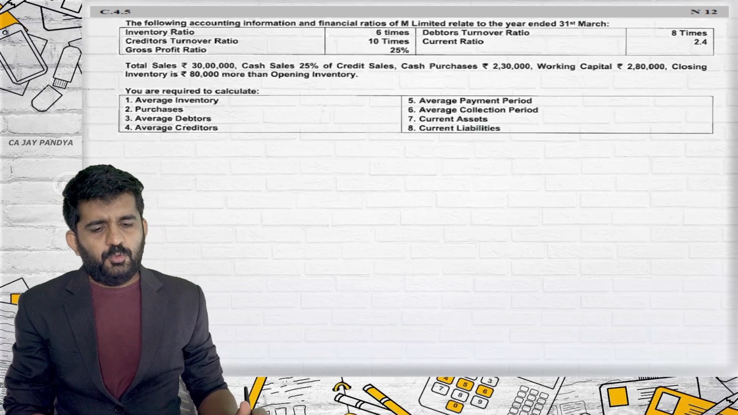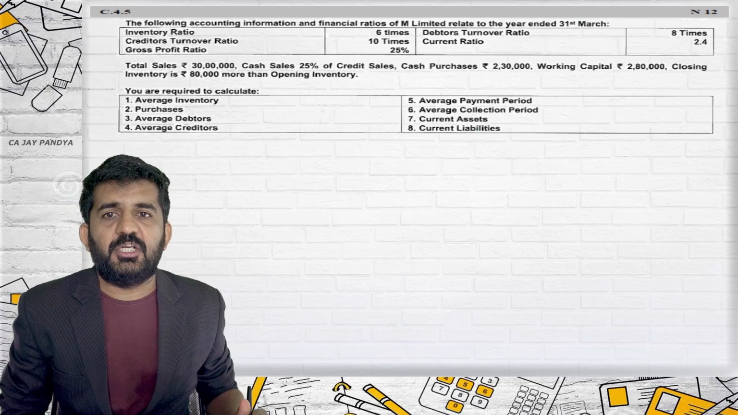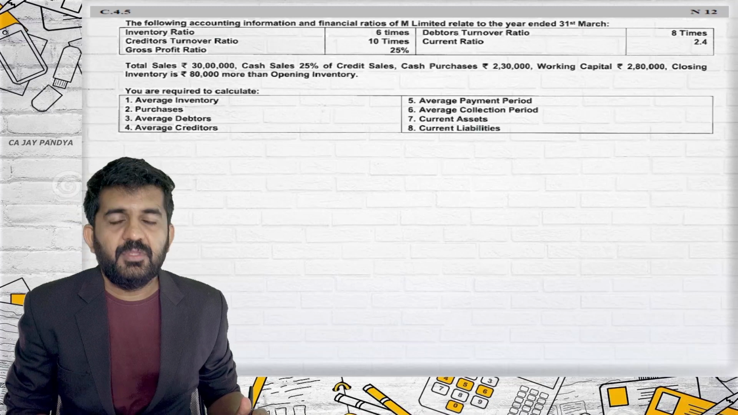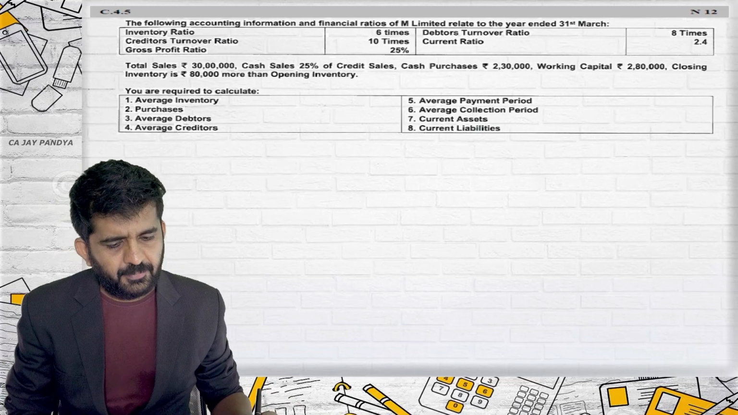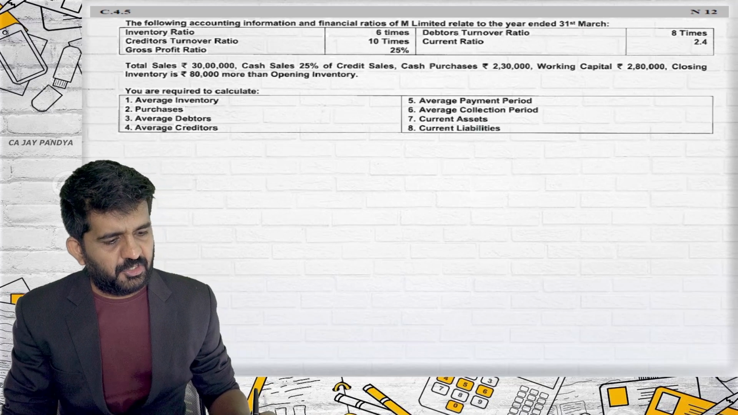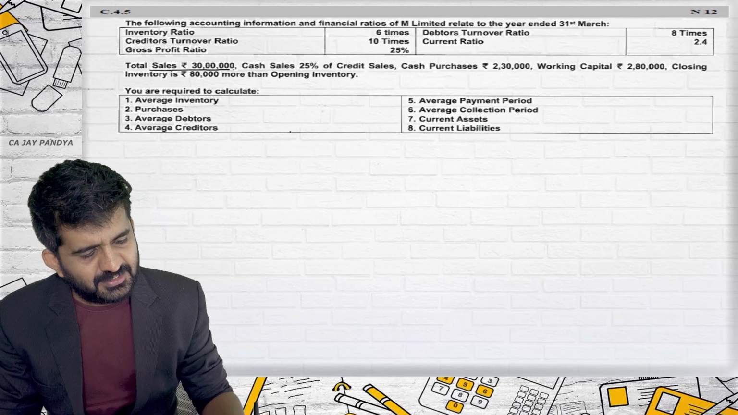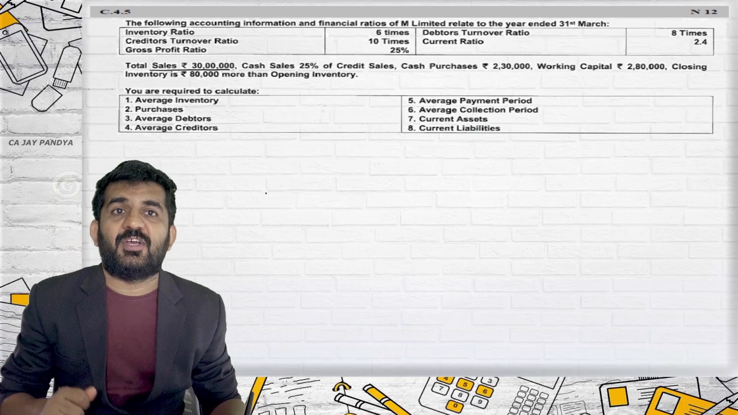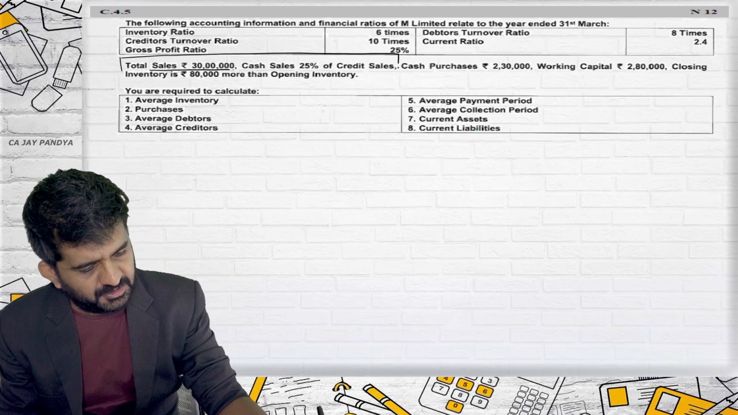Yes, we are going to do 4.5. The following accounting information and financial ratios of N Limited relate to year ended 31st March. Inventory ratio 6 times, creditors turnover ratio 10 times, gross profit ratio 25%, debtors turnover ratio 8 times, and current ratio is 2.4. Total sales are 30 lakhs. Cash sales is 25% of credit sales. Try to concentrate whenever this type of information is given.